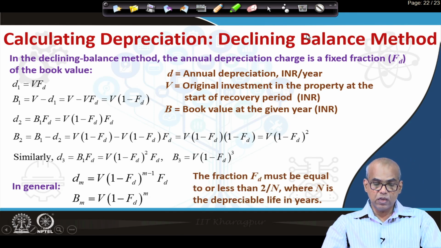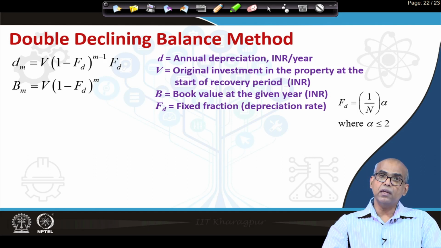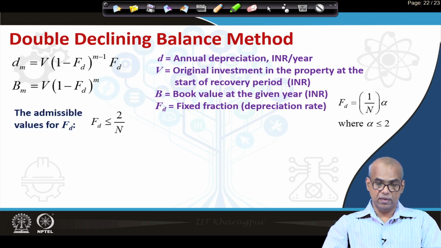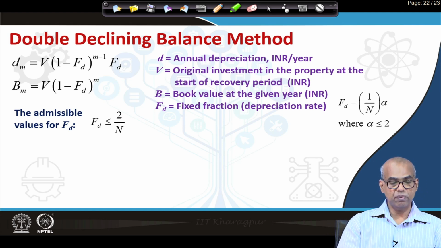The fraction FD must be equal to or less than 2 by n, where n is the depreciable life in years. So, that is the recovery period. We also say that FD, the fixed fraction, we call it depreciation rate, FD equal to some parameter alpha by n, where alpha is less than or equal to 2. So, FD is less than or equal to 2 by n, that is the admissible value of FD.